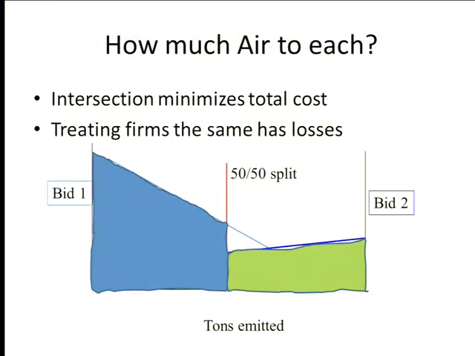So suppose we gave it evenly. Well, here is firm 1's avoided costs, the area under the bid curve. That's how much cost they would avoid if they could emit half of all the total emissions. And here's the one for firm 2. And here's some daylight. Well, what happens at this point?